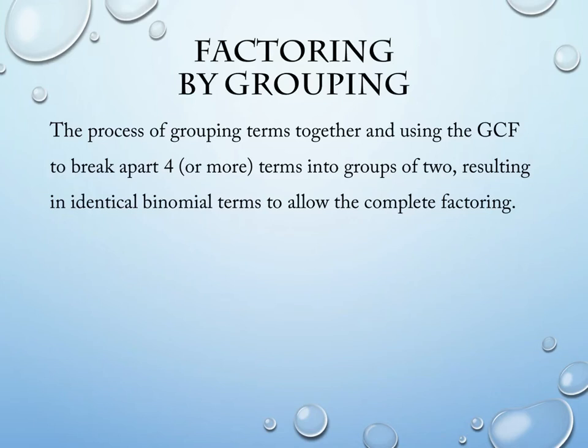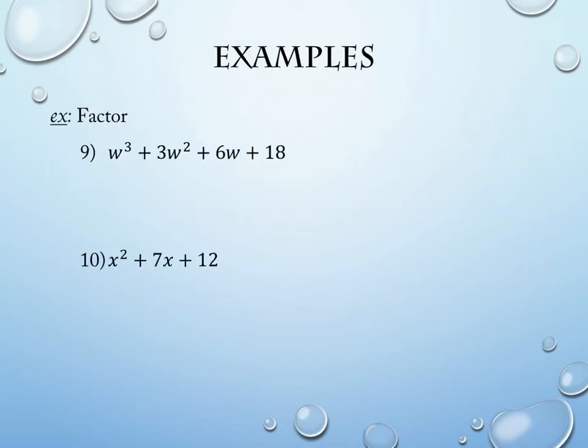Okay, can I switch my slide? Are we good? Okay. So example number 9 is w cubed plus 3w squared plus 6w plus 18. Now in theory you might have to shuffle some terms around, but in reality most of the time the way that they're already positioned will work. So if I pair them up just one after the other, I make two groups of 2.